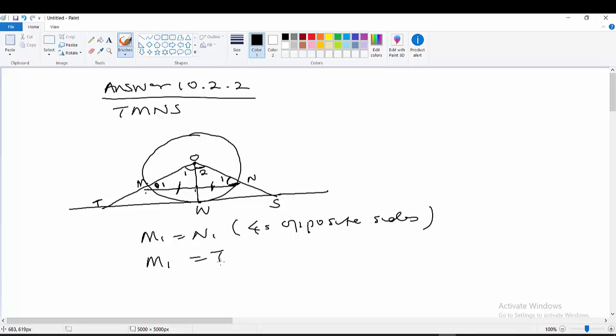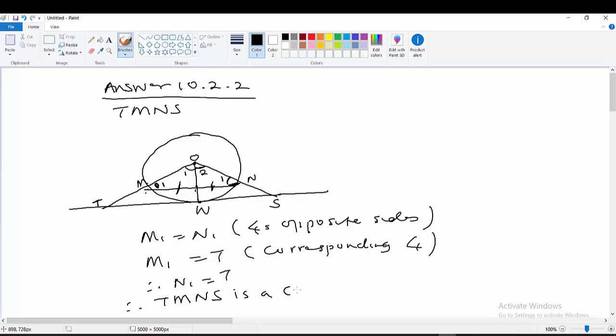Now, M1 is also the same thing as T. So this is a corresponding angle. Corresponding angles. So automatically, N1 will be equal to T as well, because since M1 equals N1, and definitely M1 equals T, N1 will be equal to T as well. Therefore, TMNX is a cyclic quadrilateral.